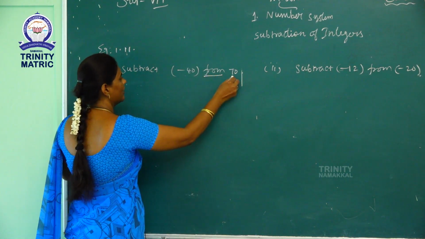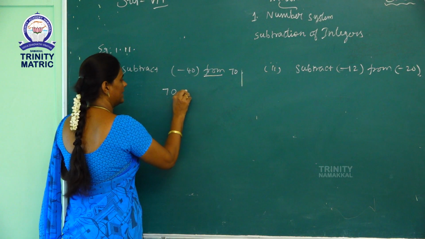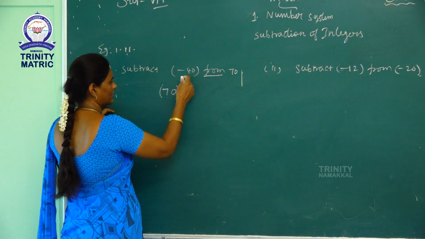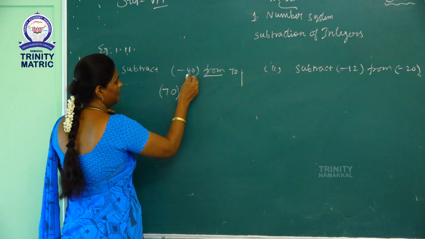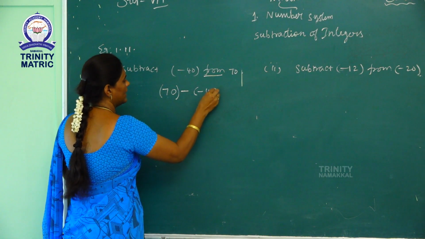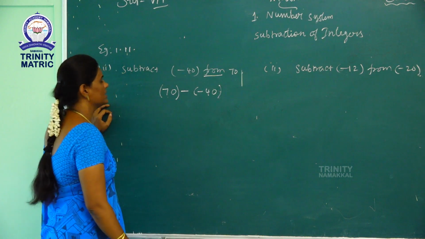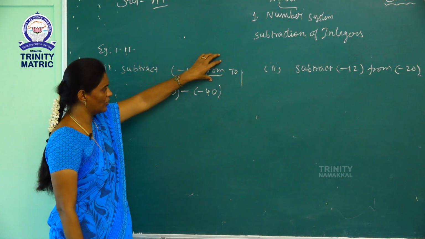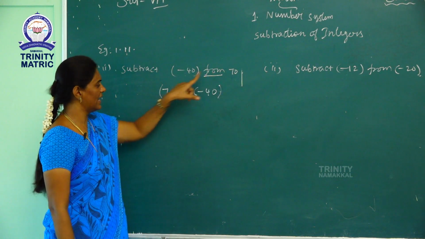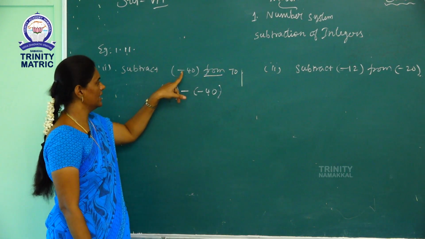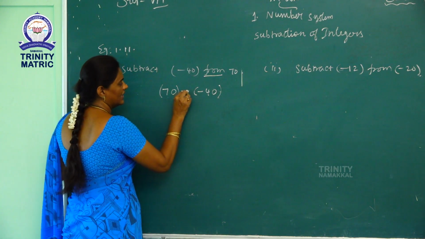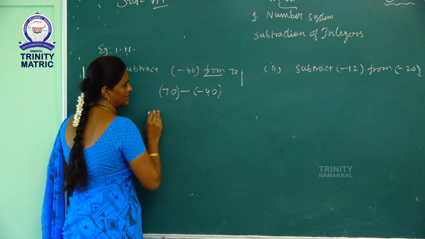Here, after "from" is 70. Subtract means minus. See what is given in front of "from": minus 40. That one you write as the second integer. Whenever we subtract and the question is given in words, what is given after "from" you write as the first term, then the number you write as the second term. Here, subtract means minus.